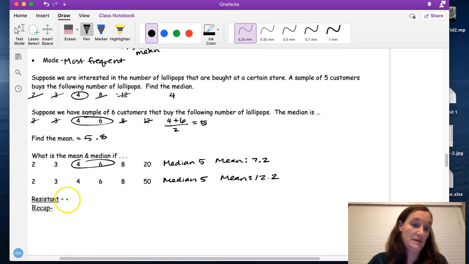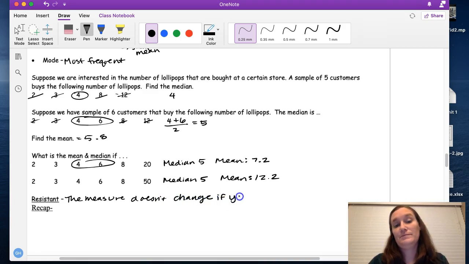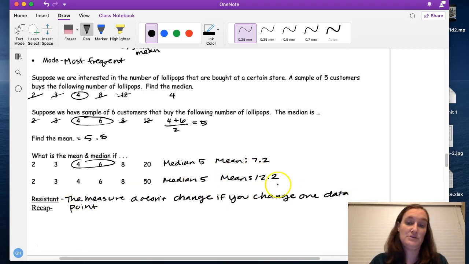Resistant is where the measure you're talking about, it just doesn't have to be median and mean, the measure doesn't change if you change one data point, typically. I mean, depending on the data point you change, the median may change, but it may not change as much as the mean did here in this example.